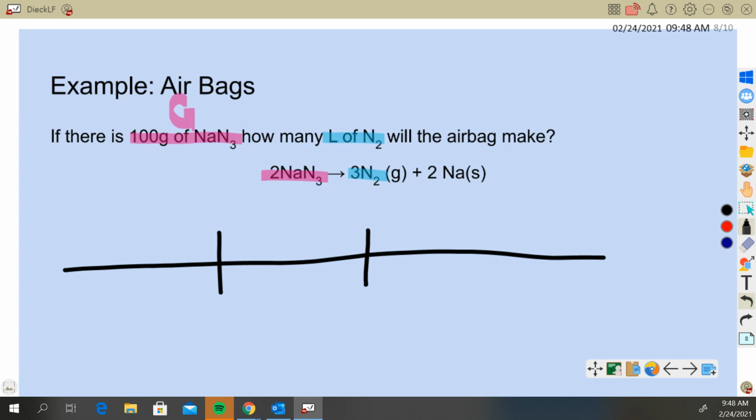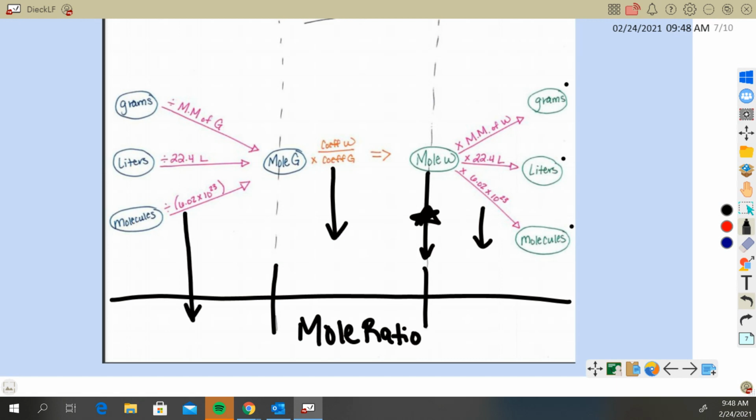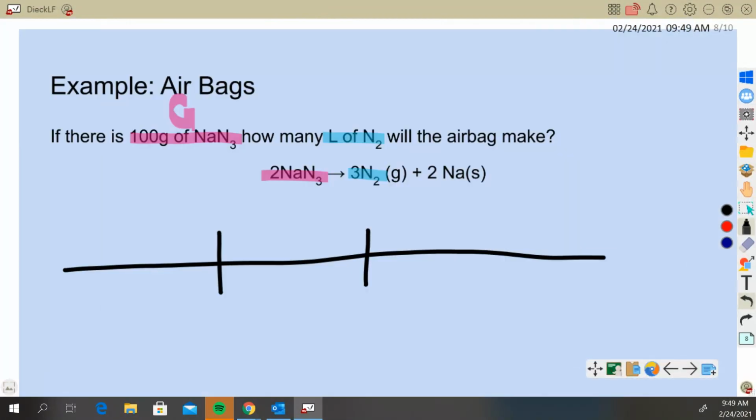All right, so let's use our little flow chart to help us figure this out. Looking back at the previous page, our starting point, we had 100 grams. So are we starting with grams, liters, molecules, or moles? We're starting with grams. So it says if we're starting with grams, we're going to need to divide by the molar mass of our given. Do we all see that? Okay. So we're going to write our given, which is 100 grams, up top.